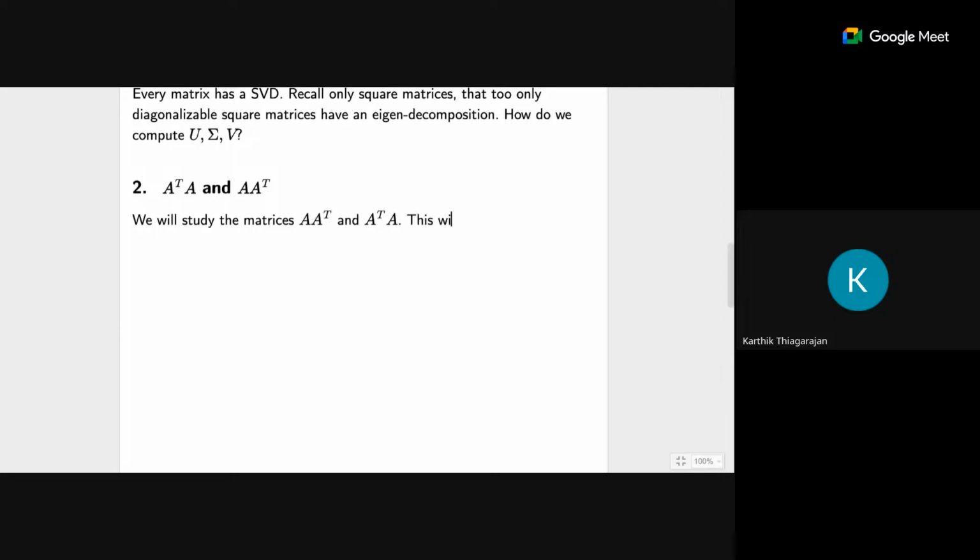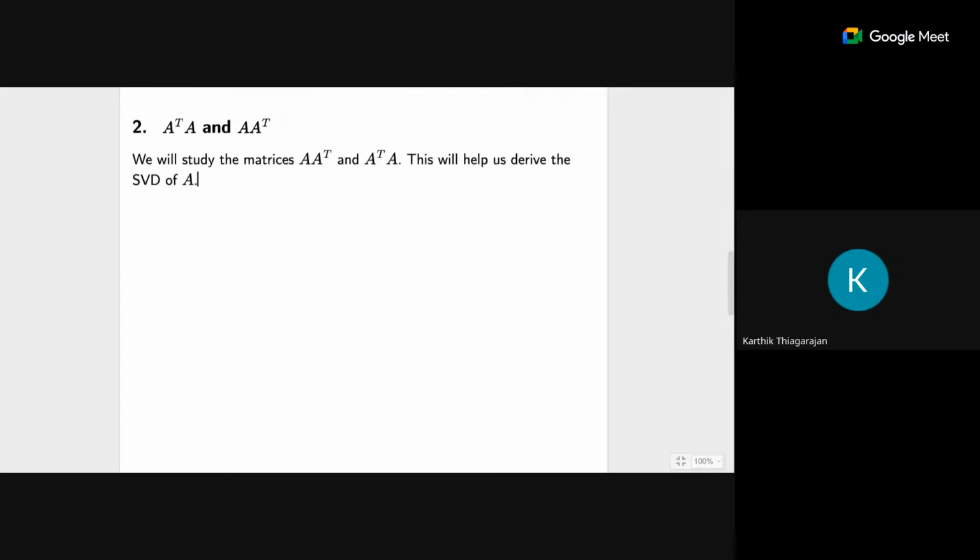So this will help us derive the singular value decomposition of A. That's why we are studying A transpose A and A A transpose. Mainly we are going to look at some properties. These properties may seem totally disconnected now, but each of them will be used in a particular way. So property one, I'll just call them properties.